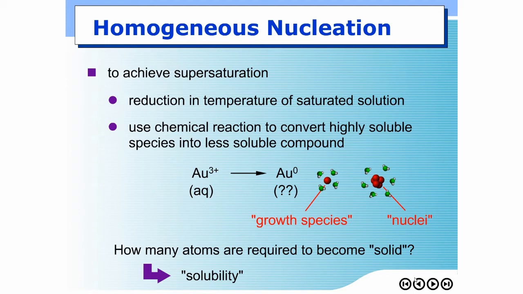So you see, the concentration of our growth species is supposed to exceed solubility first before nucleation can take place. But we would like the concentration of growth species to exceed the solubility by much more, so that we can reach the state that we call supersaturation before nucleation can form. Okay?